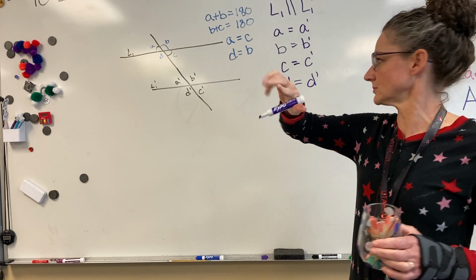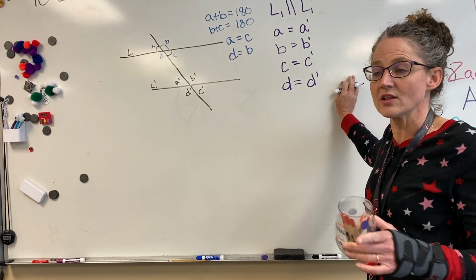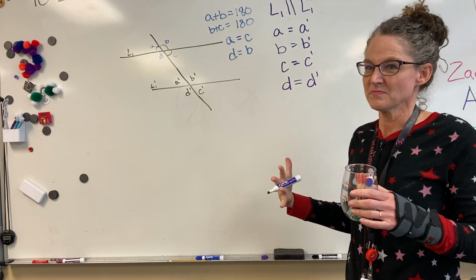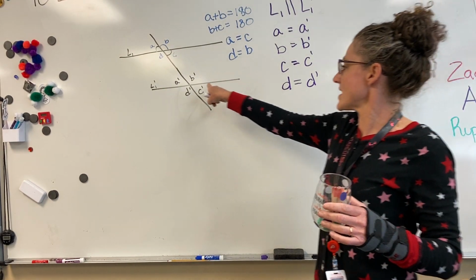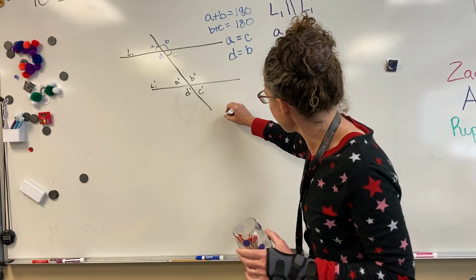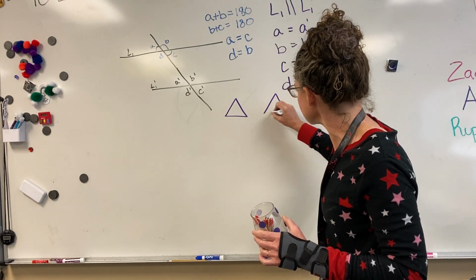Congruent. There's a couple pieces of vocabulary. First of all, the word congruent. If you have two angles with the same measurement, they are congruent. If you have two triangles that are the same everything, same size, same shape.